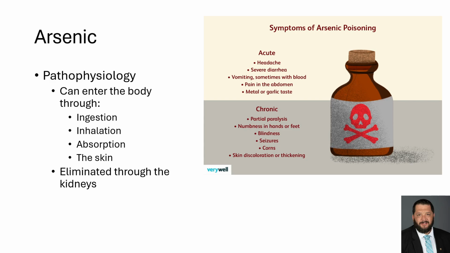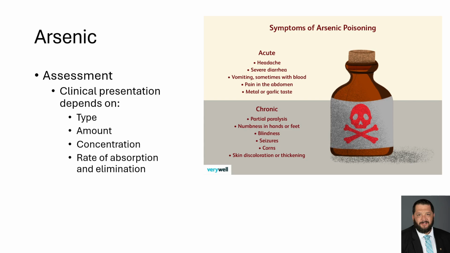For acute arsenic poisoning, we would see things like headaches, severe diarrhea, vomiting, sometimes with blood, pain in the abdomen, and chronic exposure would be partial paralysis, numbness in the hands and feet, could be accompanied with blindness and seizures and skin discoloration or thickening.